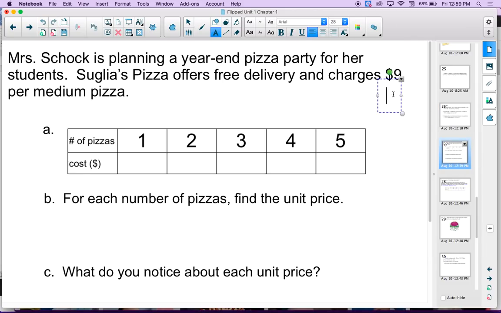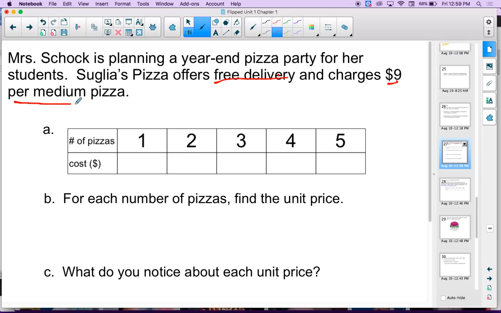So let's take a look at a practice problem. Our example here says Mrs. Shuck is planning a year-end pizza party for her students. Soglia's Pizza offers free delivery, that's important, and charges $9 per medium pizza.